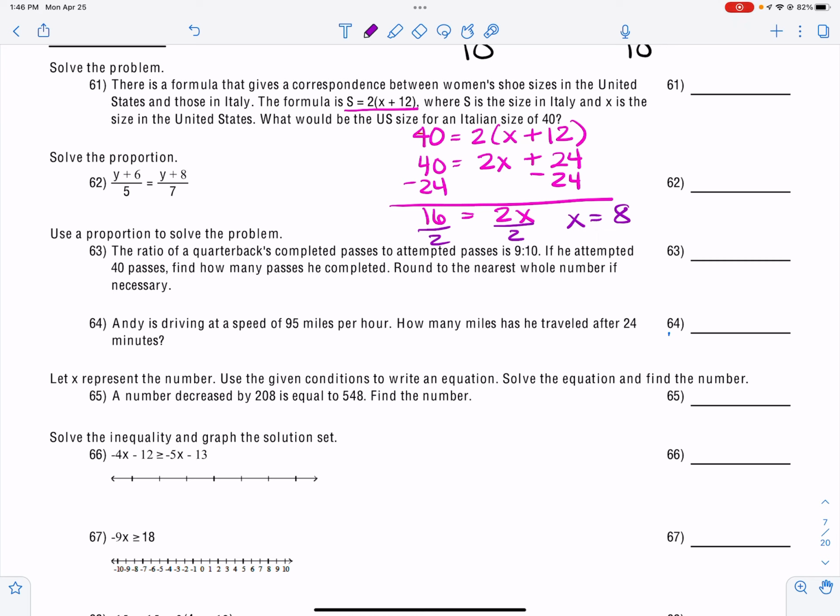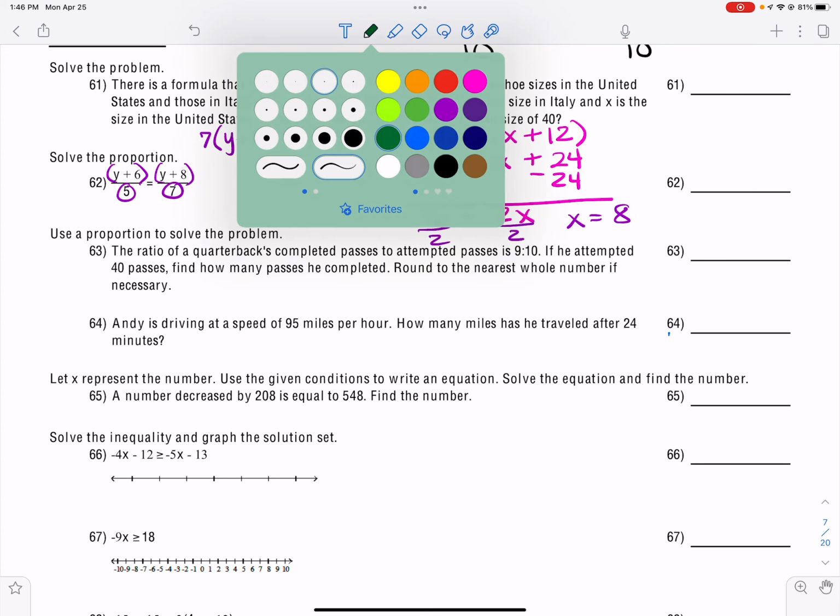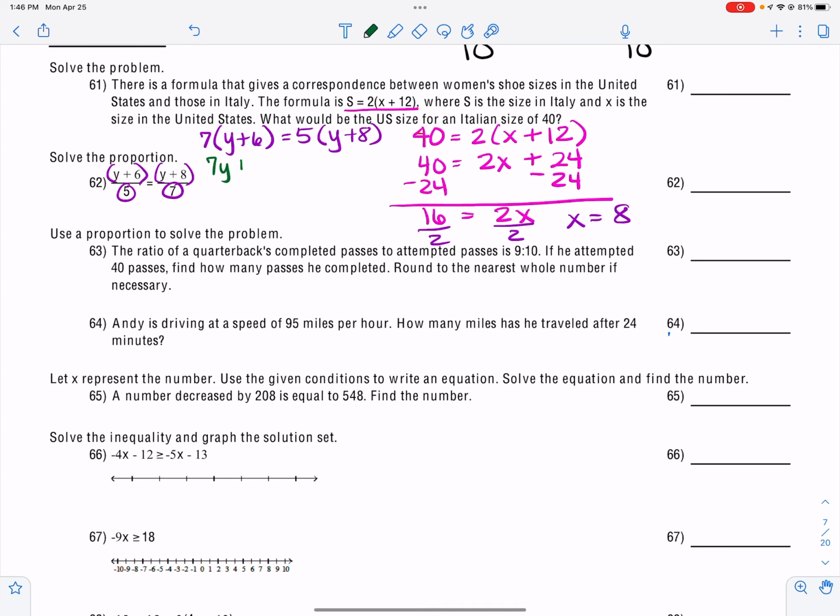When we get to proportions, we are going to have to remember that we have to cross multiply. And so when we cross multiply, we have to take this number times the entire numerator and this number times this entire numerator. So I like to write it out. 7 times (y plus 6) is equal to 5 times (y plus 8). Then I'm going to have to use the distributive property on both sides. 7y plus 42 is equal to 5y plus 40.